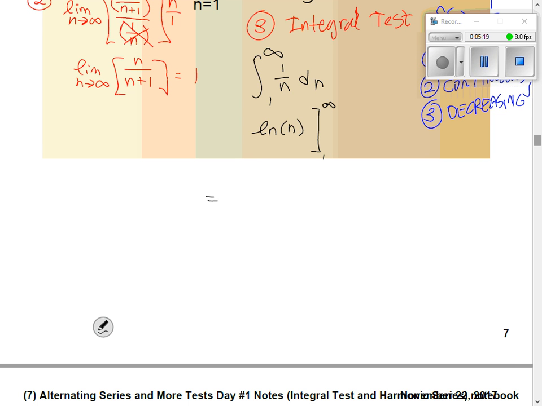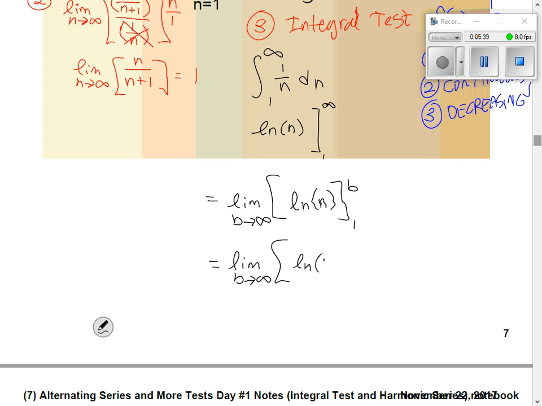All right, so what do I do next in an improper integral? What do I label infinity as? B or A or any variable that I want. So I'm going to take the limit as b goes to infinity of the natural log of n from 1 to b. All right, so I plug in. I take the limit as b goes to infinity of the natural log of b minus the natural log of 1. So what will happen to the natural log of b as b goes to infinity? It'll go to infinity. And of course, the natural log of 1 is 0.